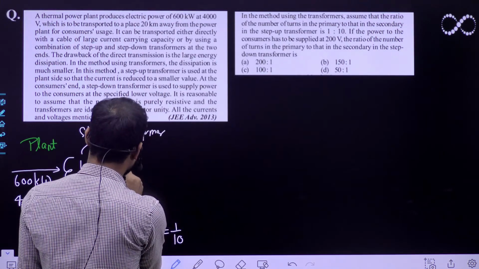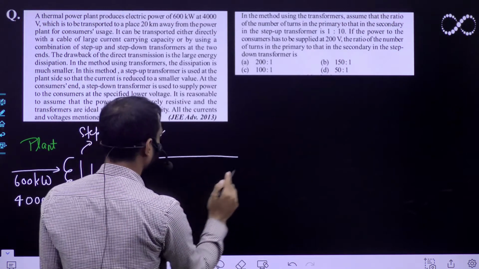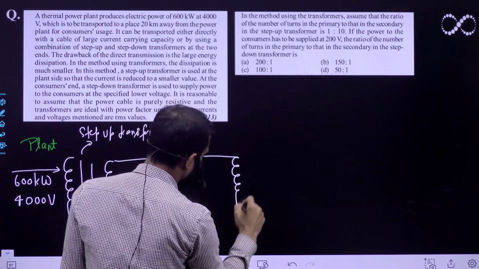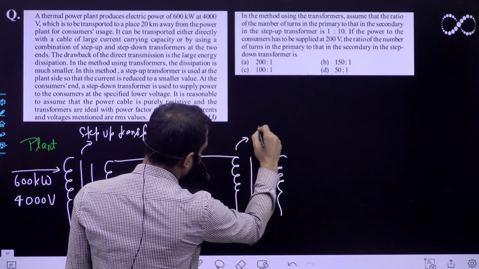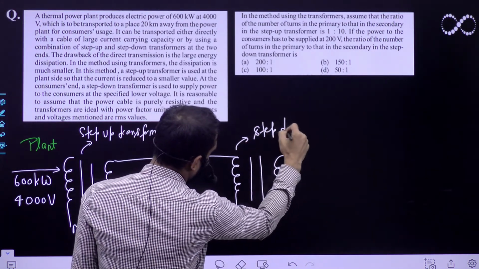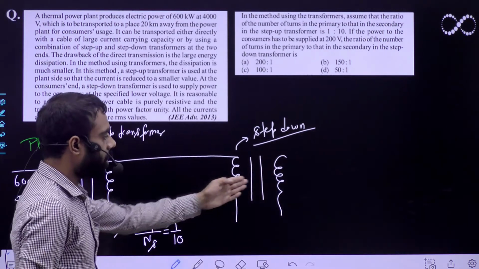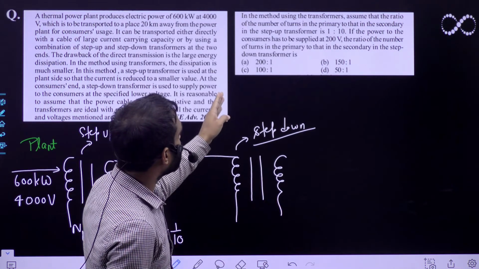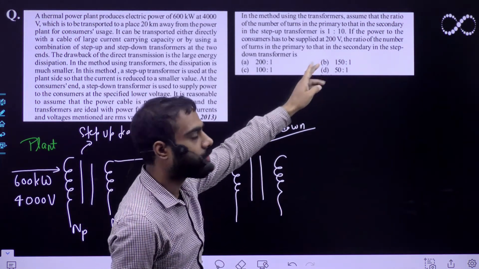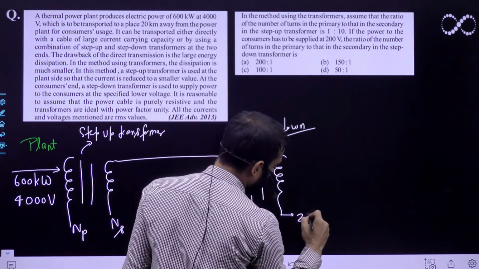Now, if the power to the consumer has to be supplied at 200 volt, so obviously from some wire it will go here, and once again you will get a transformer here. Once again let us make the transformer, and this will be a step down transformer. Once again this is the primary and this will be the secondary here. It is saying that the power to the consumer has to be supplied at 200 volt. So here the output of this will be 200 volt. It is given in the question.